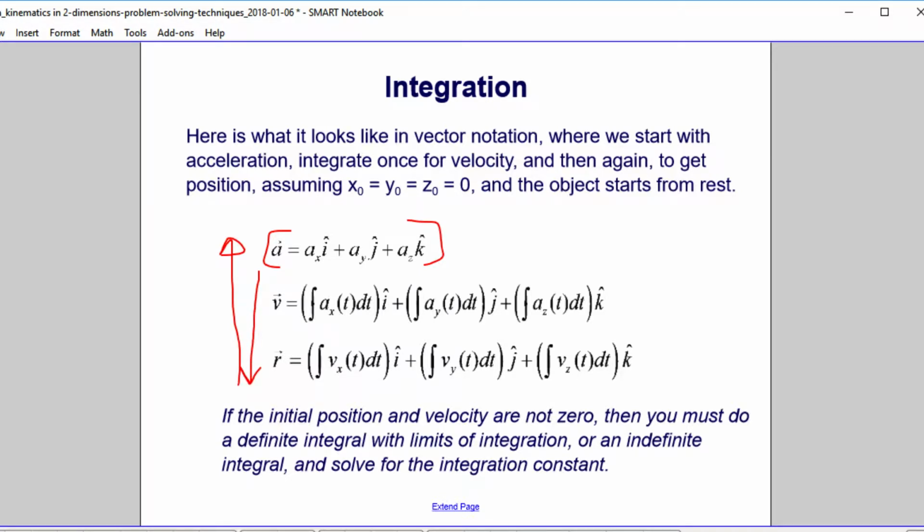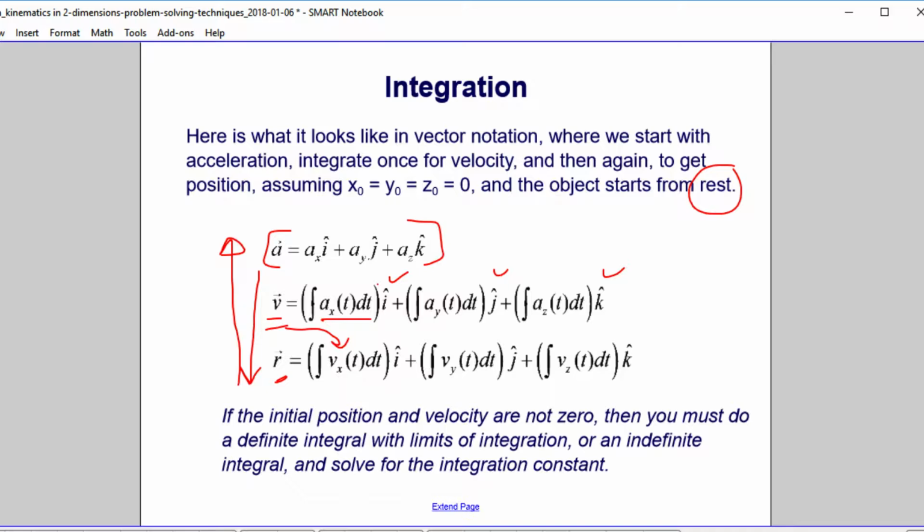We're going to assume that x0 equals y0 equals z0 equals 0, and the object starts with 0 velocity in all 3 directions. In that case, we'll represent the velocity vector as integration with respect to time of acceleration in the i direction, the j direction, and the k direction, and they are all independent of each other. We do one more integral to get down to position. We'll be integrating the velocity vector in x, y, and z directions.